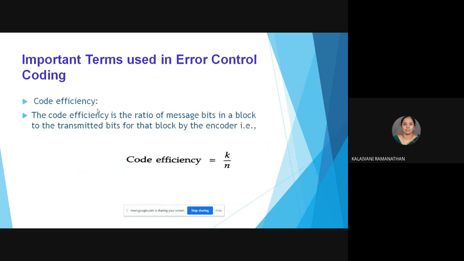Code efficiency is the ratio of the message bits in a block to the transmitted bits for that block by the encoder. It can be stated mathematically as code efficiency equal to k by n.